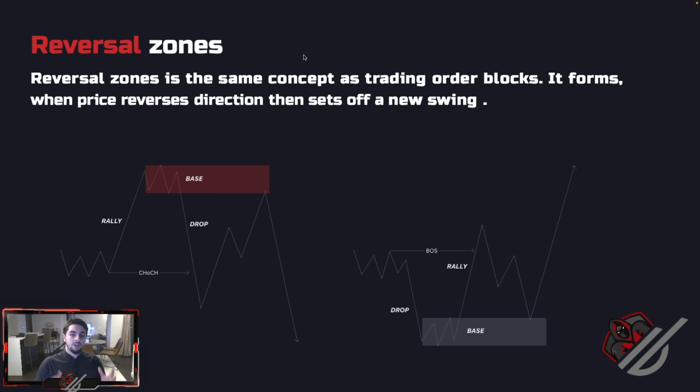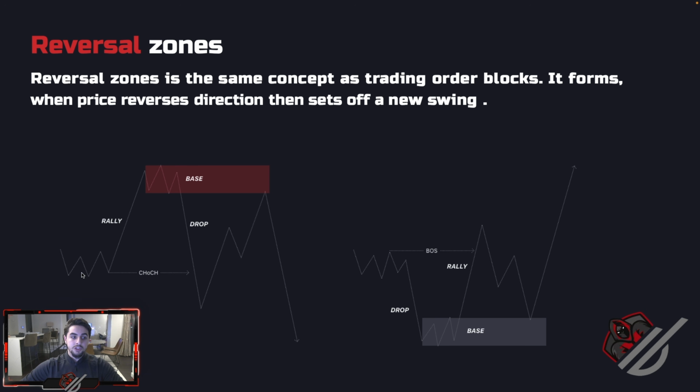Reversal zones is the same concept as trading order blocks. It forms when price reverses direction and then sets off a new swing. So here's some visual drawouts that you can see. At this point right here, price created a low and it rallies over to the upside, forming a higher high. Okay, what ends up happening when price creates that higher high? We have that area of consolidation where price is beginning to distribute now.